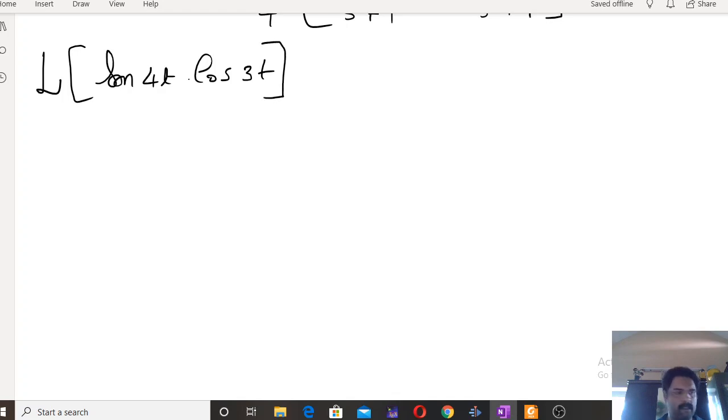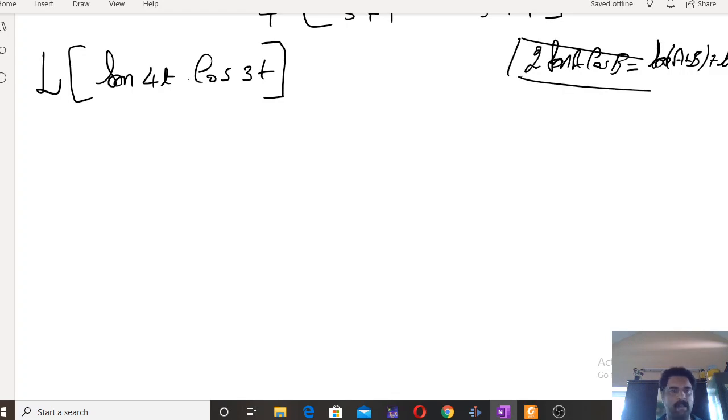So what we are going to use here is an expression for sin a cos b. We have 2 sin a cos b is equal to sin(a plus b) plus sin(a minus b). This is a direct reduction from the expressions for sin(a plus b) and sin(a minus b).